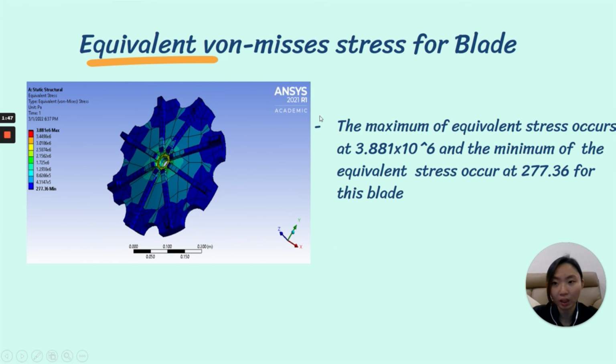This figure shows the equivalent von Mises stress for the blade. The maximum equivalent stress occurs at 3.881 times 10 to the power of 6, and the minimum equivalent stress occurs at 277.36 for the blade.